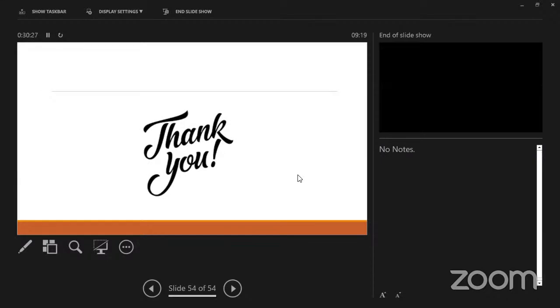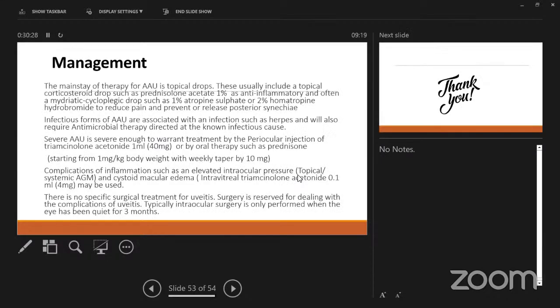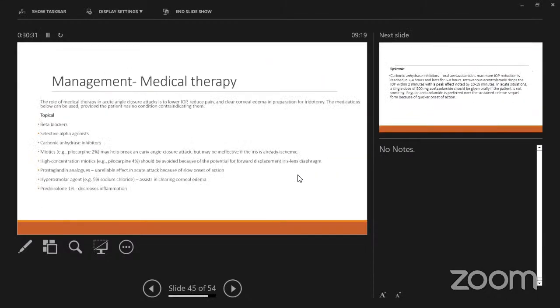Okay, you can summarize the congestive glaucoma also. I think that will complete this.